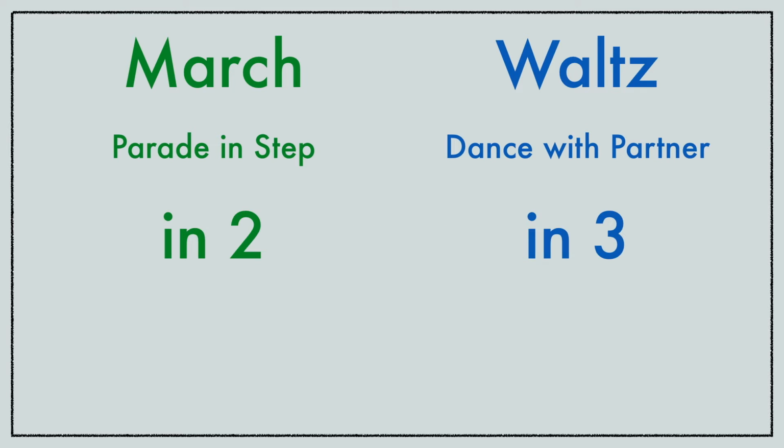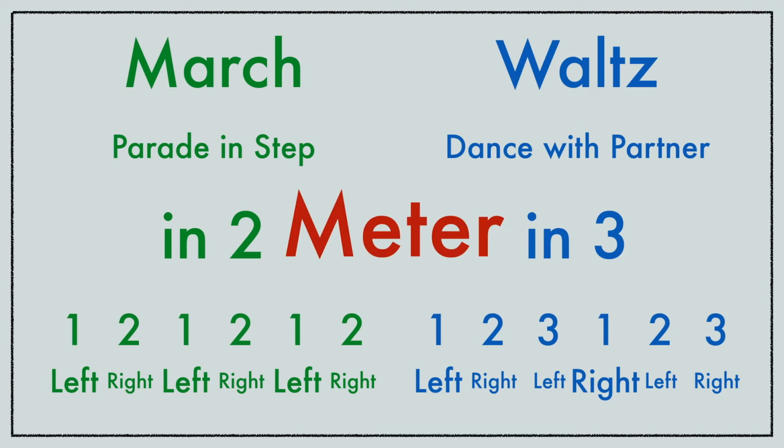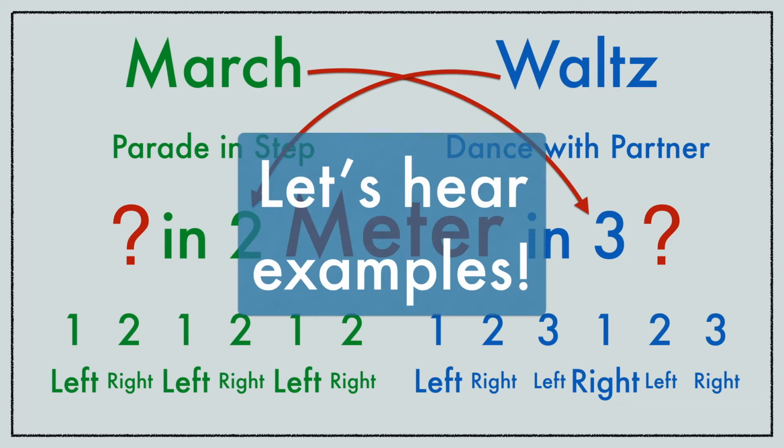We count march steps in two and waltz steps in three. We group our steps differently. We say they have different meters. But what if I told you that we might count a march in three or a waltz in two? Let's hear a couple of examples.